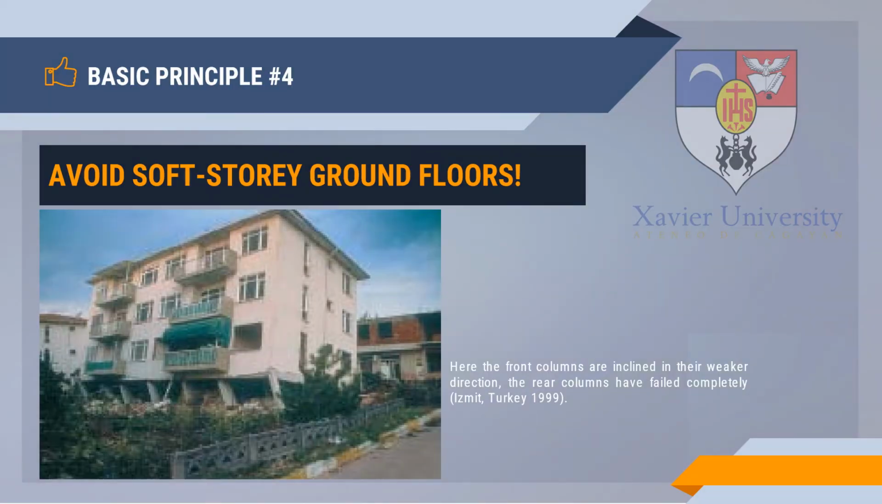We also have here another example of a soft story ground floor that led to the failure or collapse of the entire building. So here, the front columns are inclined in their weaker direction, so the rear columns have failed completely. So the rest of the building from the second floor to the upper floors have remained intact and did not collapse, while the ground floor has partially or totally failed.